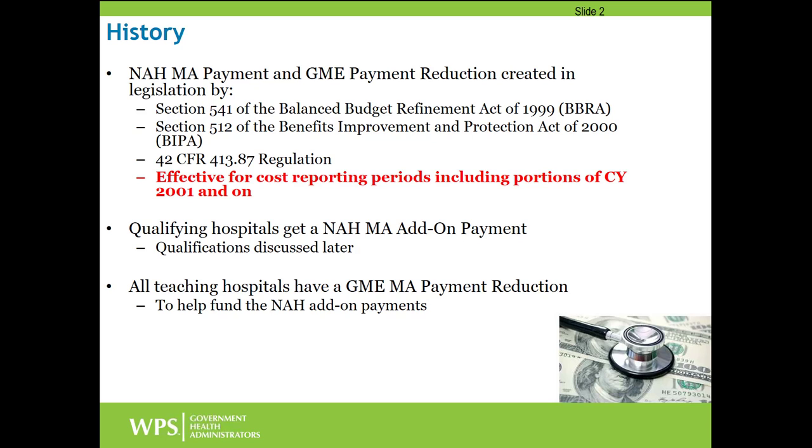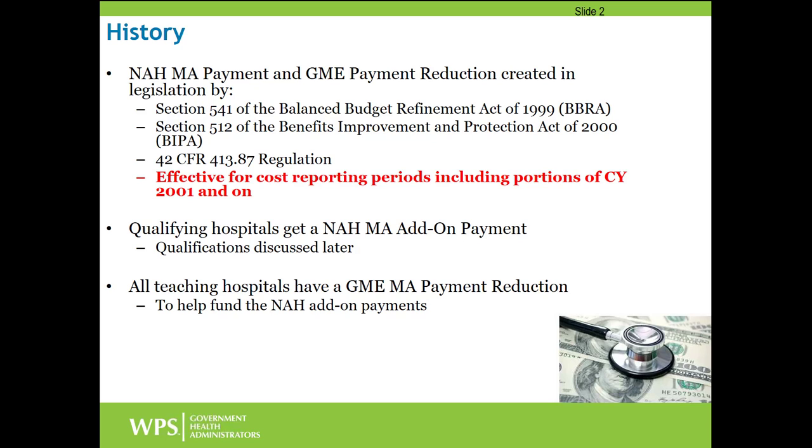So what happens here is that we're going to see certain qualifying hospitals that get a Nursing and Allied Health Medicare Advantage add-on payment. This, by the way, in the past was referred to as Medicare Plus Choice, sometimes just simply HMO, Medicare Part C, but we're just going to refer to it as Medicare Advantage for the purposes of this training. We will be going through the specific qualifications of this add-on payment later on.